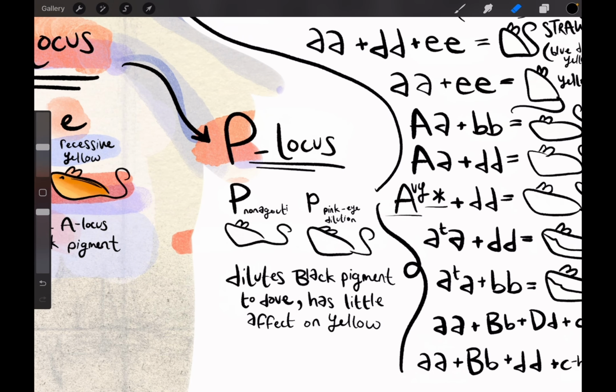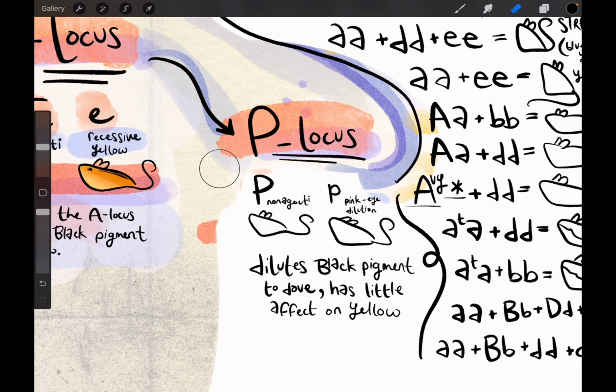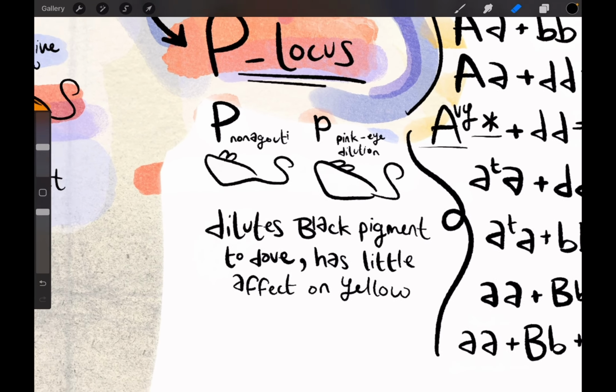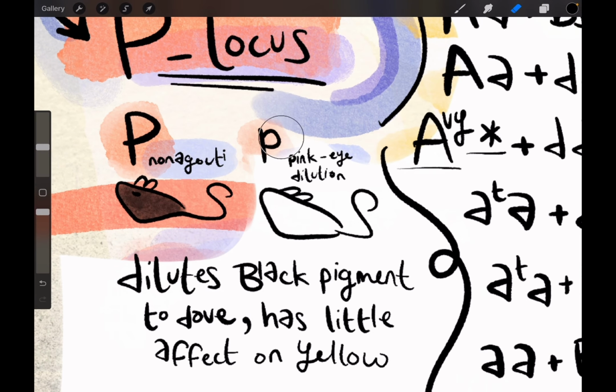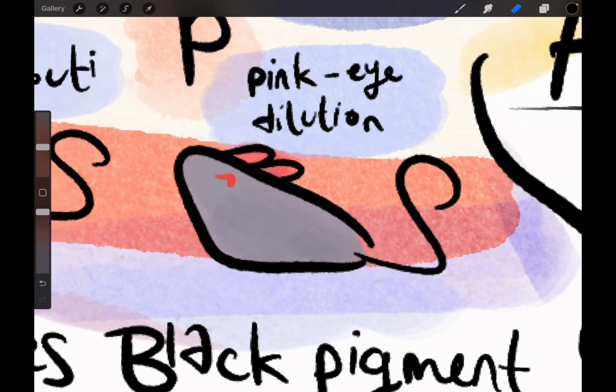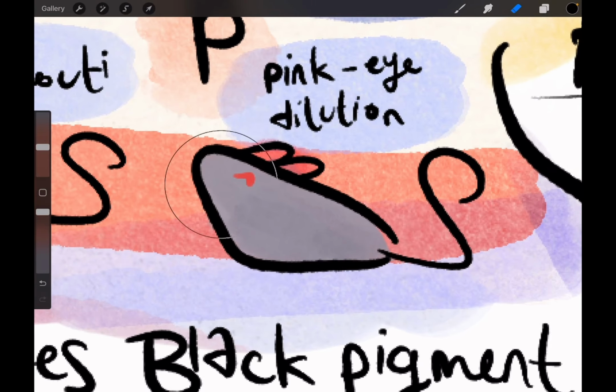On we go to the P locus. This one's pretty funky. I mean, they're all kind of funky if you think about it, but for some reason this one in my head is just the weirdo of the color dilution group. Of course, our uppercase P is our wild type, non-agouti. We've got our black self, and then lowercase p, when homozygous, gives us pink eye dilution. And this is the color that a black self will be when they have pink eye dilution. It's kind of like this soft, cool gray color.